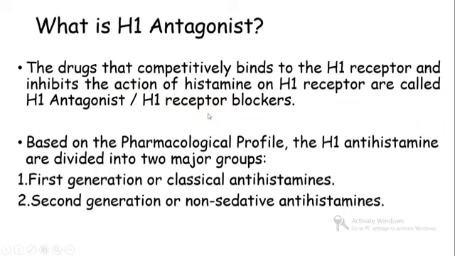The structure-activity relationship of any drug is studied based on the modification done in the general structure of the drugs belonging to the same category. And the structure-activity relationship of antihistamine is discussed with reference to the first generation antihistamines.